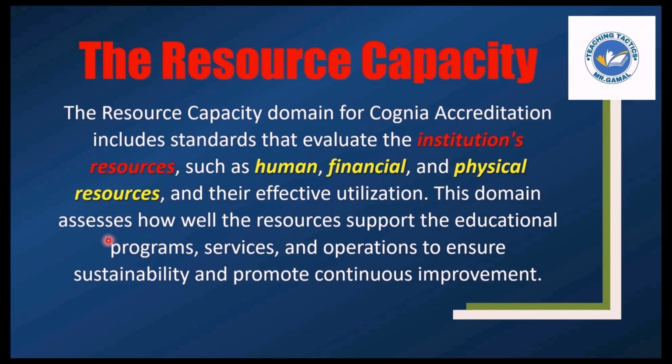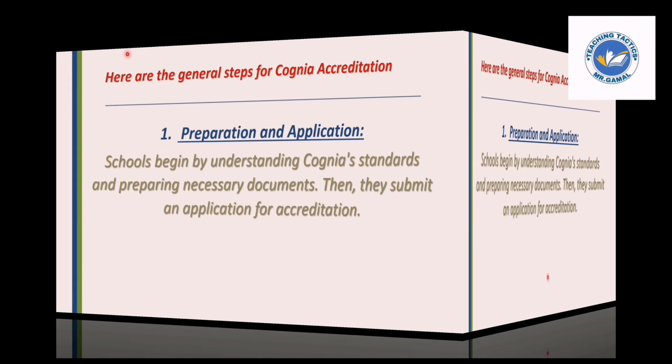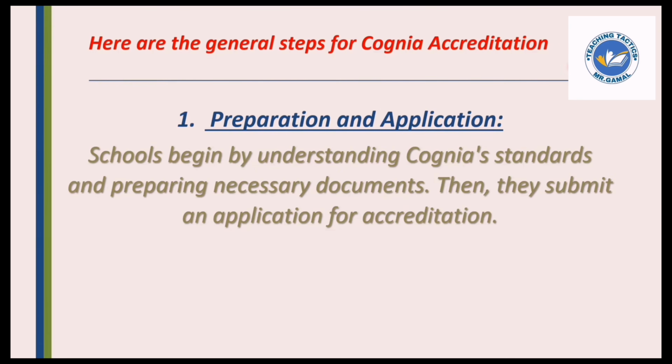This domain assesses how well the resources support the educational programs, services, and operations to ensure sustainability and promote continuous improvement. And this is very important. As we discussed before, Cognia focuses all the time on the continuous improvement of schools even after being accredited. Here are the general steps for Cognia accreditation.